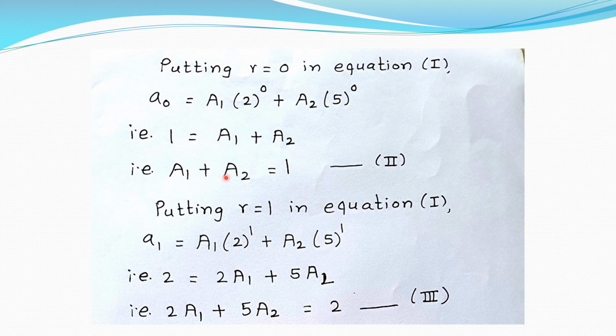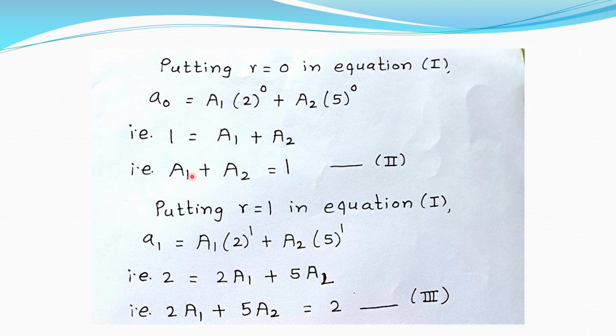Now another value is given as A1. So put R equal to 1 in equation 1, we get A1 is equal to A1 into 2 raised to 1 plus A2 into 5 raised to 1. Now A1 is given as 2. So 2 is equal to 2A1 plus 5A2. That is 2A1 plus 5A2 is equal to 2. Now we got two equations, namely 2 and 3 in terms of A1 and A2. Now we solve these simultaneous equations.